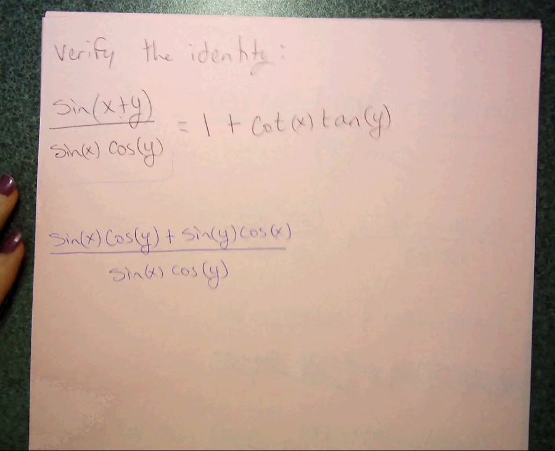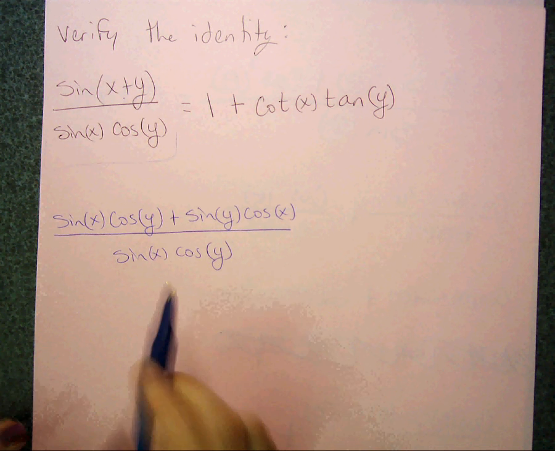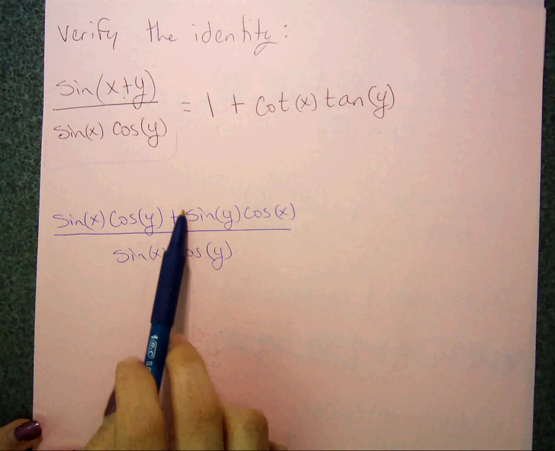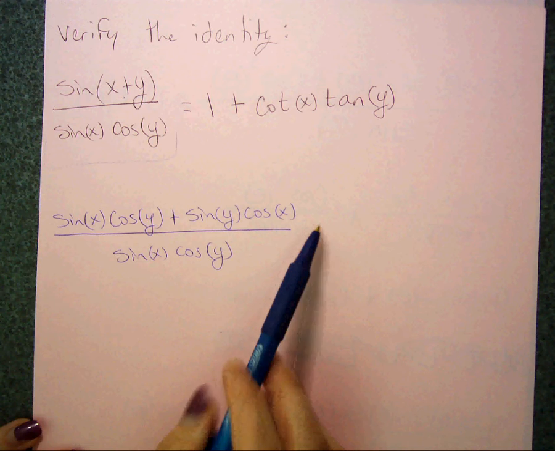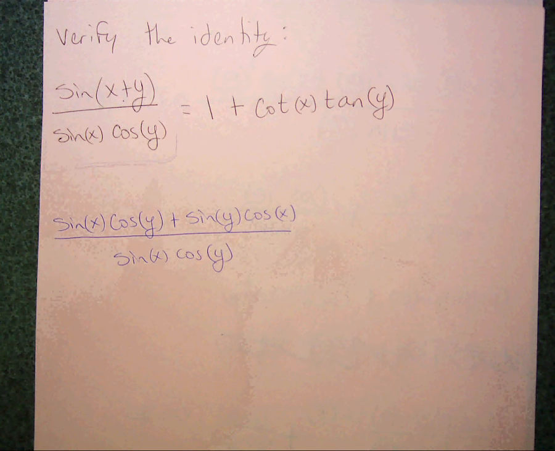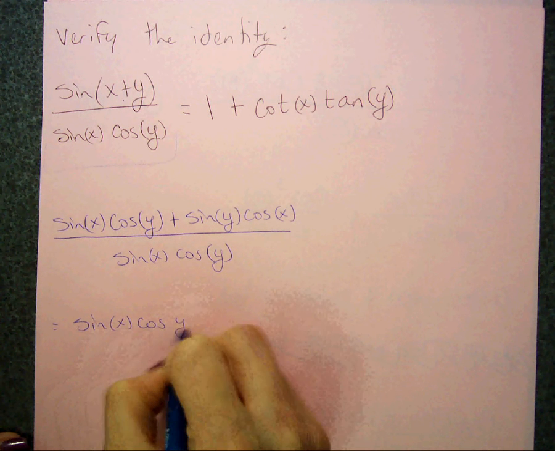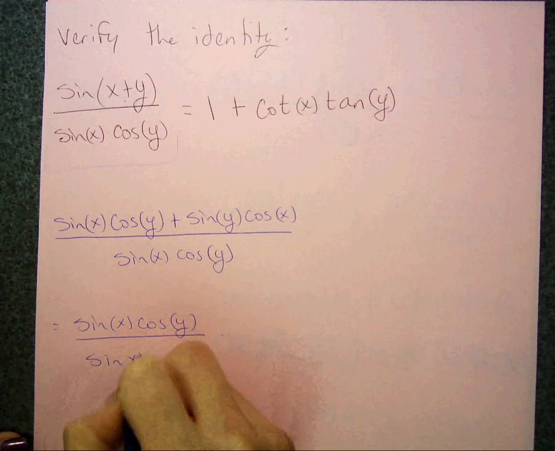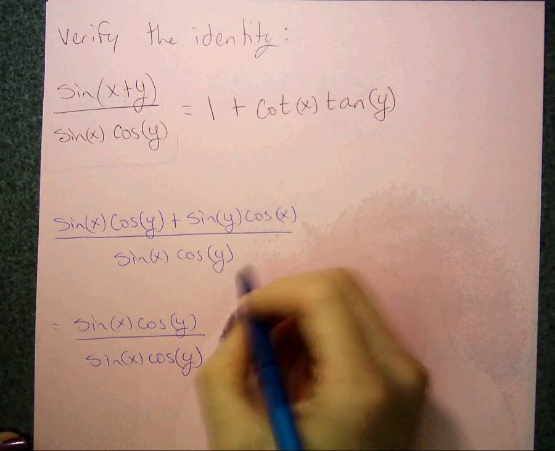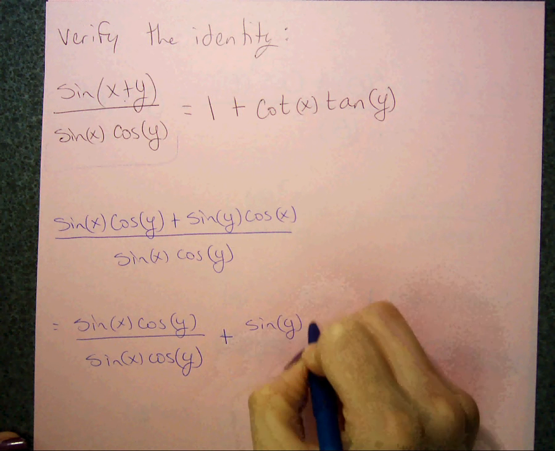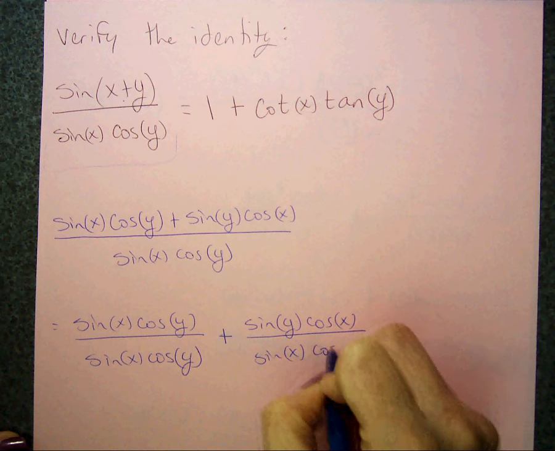So where to go from here? It's already broken down into sines and cosines. So I have the addition on the top of my fraction. Remember, if the addition or subtraction is on the top of the fraction, then I can separate it into two different fractions. So I'll have sine of x cosine of y over sine of x cosine of y, plus the second term, sine of y cosine of x over sine of x cosine of y.